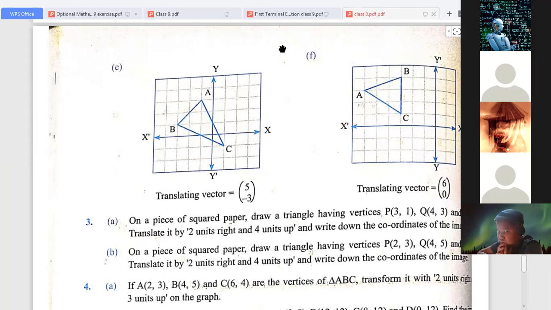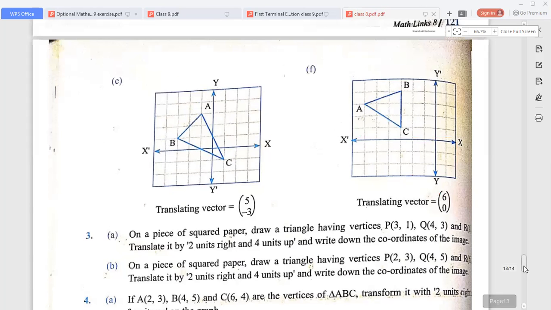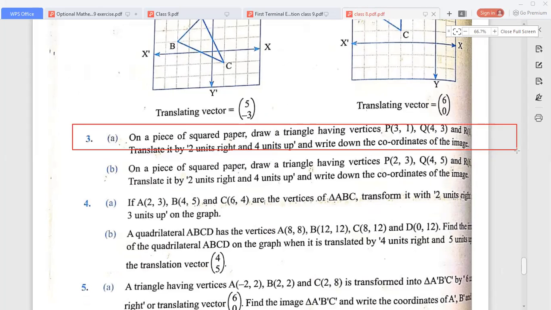Okay, let's go to the next question, number 3. Question number 2, all very similar questions, and here question number 3 is a verbal type problem. Okay, we have to first plot these points on the graph, and then we have to do the translation according to the given condition. Okay, here Mr. Purak, please read this question number 3. You can see on the screen. This question number 3, okay? Please read this.